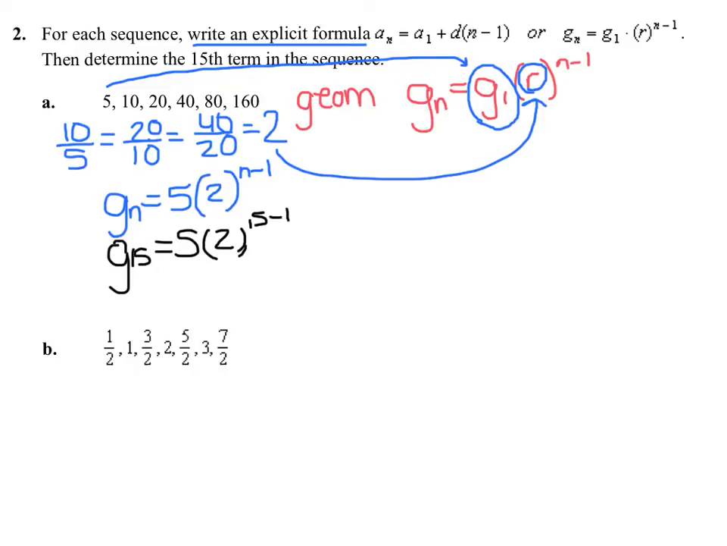5 parentheses 2 parentheses closed, hit that caret button, which takes you up to the exponent, 15 minus 1, and that should give us 81,920. Hopefully if you put it in your calculator right, that's what you should get. And remember, we talked about the numbers being so big because we were taking 2 and raising it to basically the 14th power. So that's why your numbers are so large for this one.